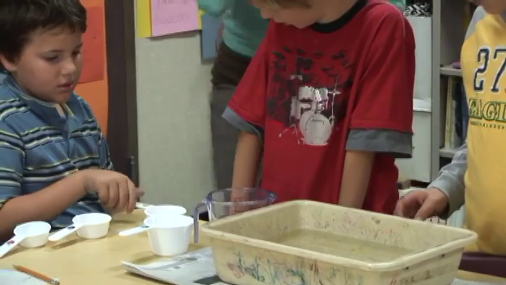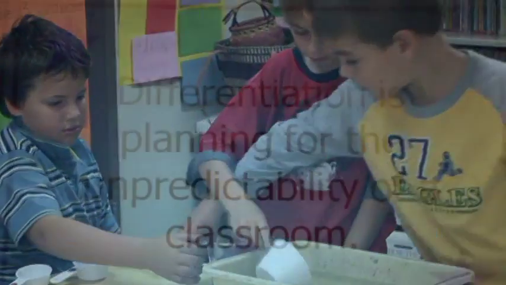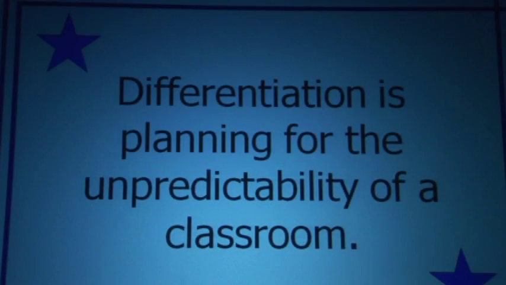And now, Dr. Tomlinson. To me, differentiation is planning for the unpredictability of the classroom. You're going to have some kids who simply can't read the novels that you have in your classroom. You're going to have some kids who can't understand the science book that has been issued to every student in that grade. You're going to have some kids who know more than you do about what you're trying to teach.